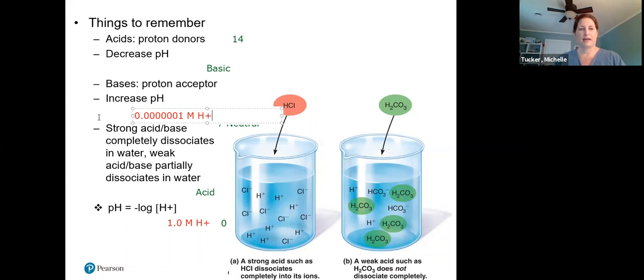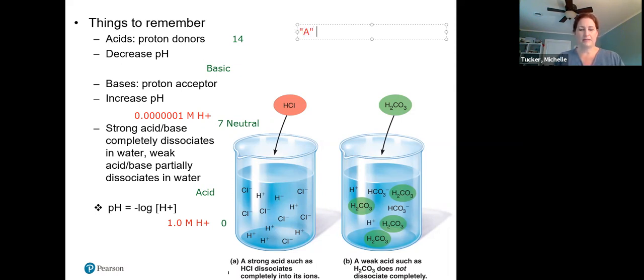You will not have to calculate and tell me what is the concentration of hydrogen ions, but you do need to understand that the lower the pH number, the more hydrogen ions there are. So hydrogen ions are what create an acidic environment. So if you increase the number of hydrogen ions, then that solution is becoming increasingly acidic and the pH is becoming lower.